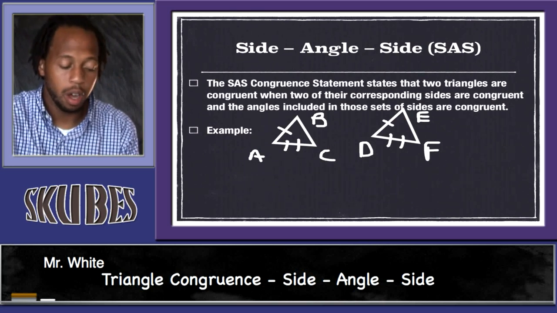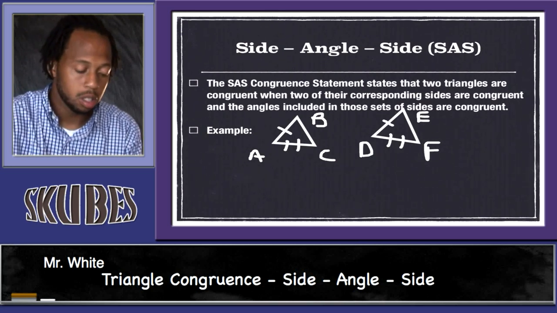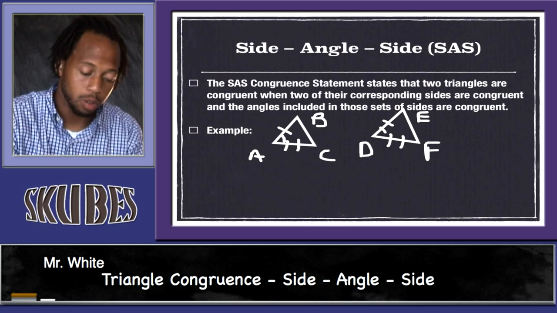Now, in order for these 2 triangles to be congruent based on side, angle, side, the angle that is included in those 2 sides must be congruent. So in the case of our example, angle A must be congruent to angle D.